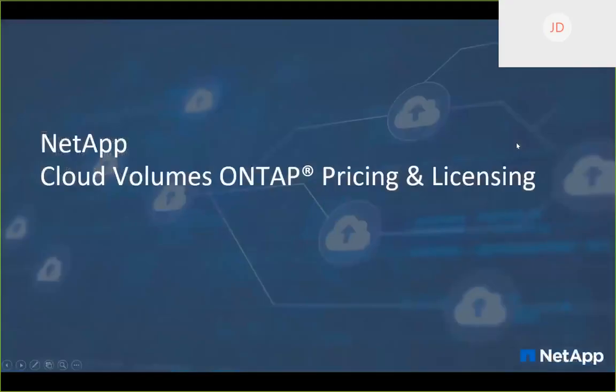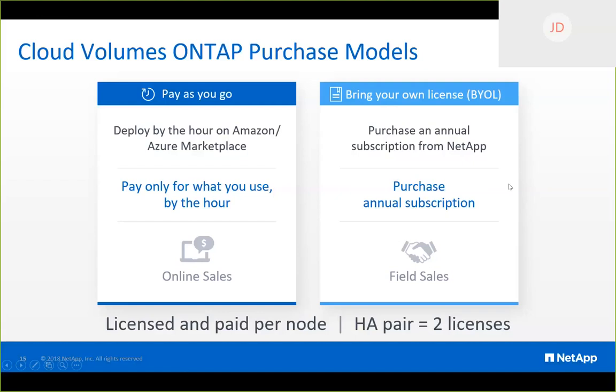We'll transition from here into a question that I'm sure is on everybody's mind. How much does it cost and how do I license it, right? And that's very important. So there are two ways to license or two purchase models for Cloud Volumes ONTAP. If you want to go with the more cloud-like licensing and purchasing model, you can pay as you go through the Amazon or Azure marketplaces. This lets you save on your NetApp licensing costs and on your compute infrastructure costs by simply turning Cloud Volumes ONTAP off when you don't need it.